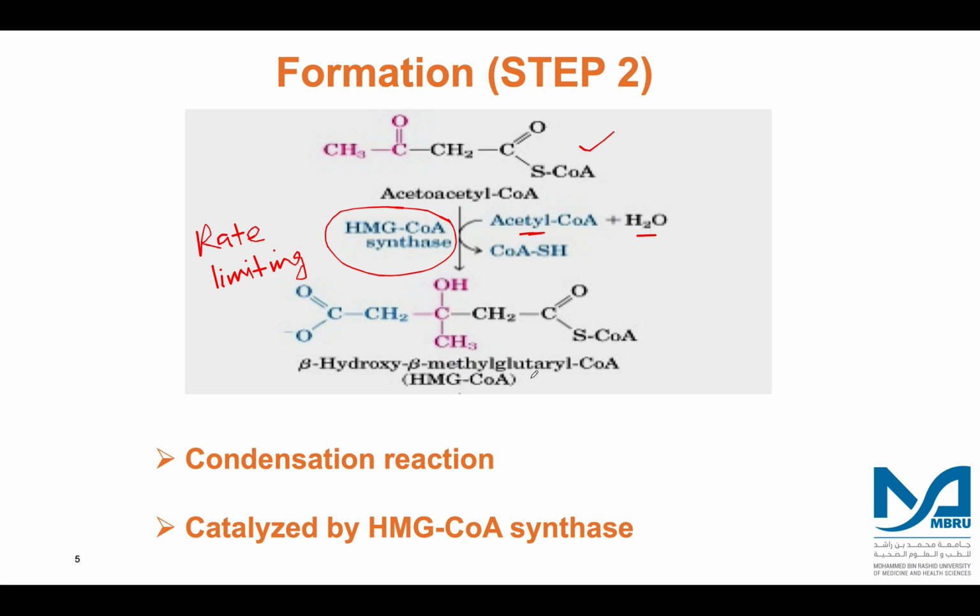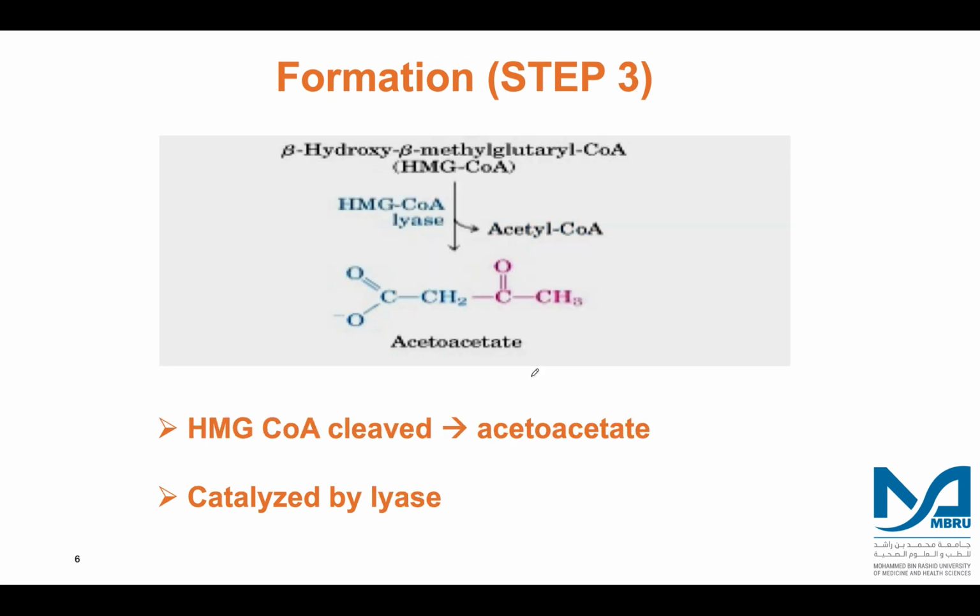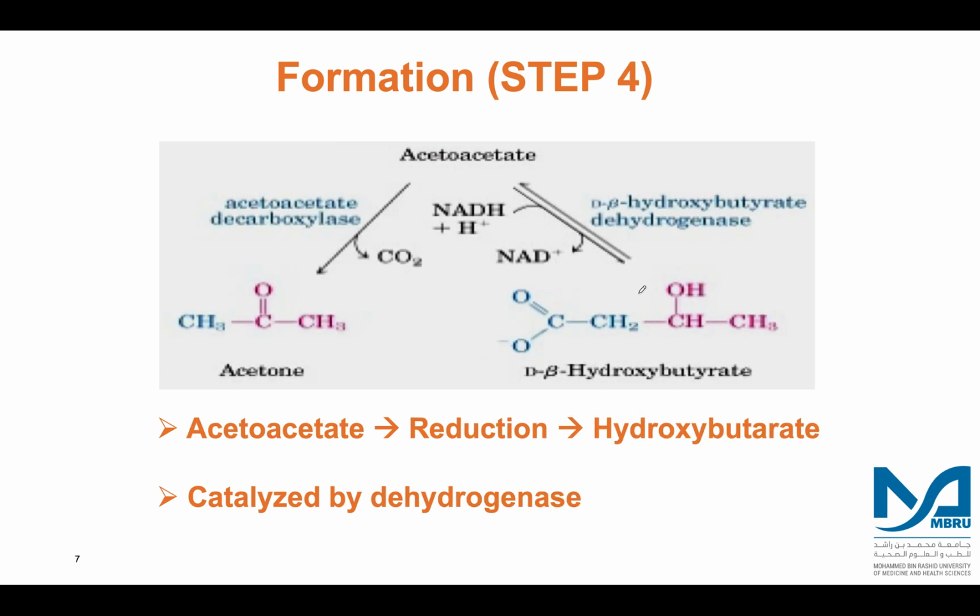Now, once I have HMG coenzyme A, there is a release of one acetyl coenzyme A molecule from HMG coenzyme A by the catalytic activity of the enzyme HMG coenzyme A lyase, and this leads to the formation of the first ketone body, acetoacetate. Now this acetoacetate has two fates. First, it will undergo a reduction reaction where it will be converted to beta hydroxybutyrate.